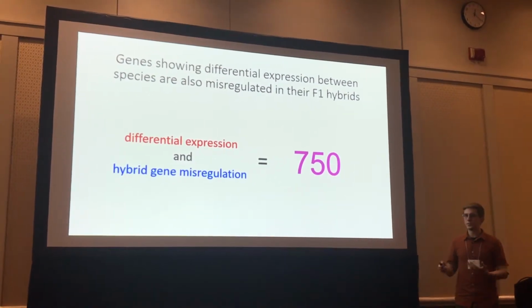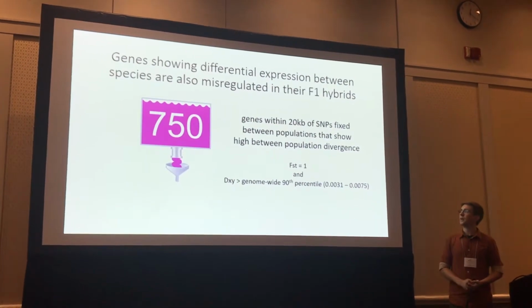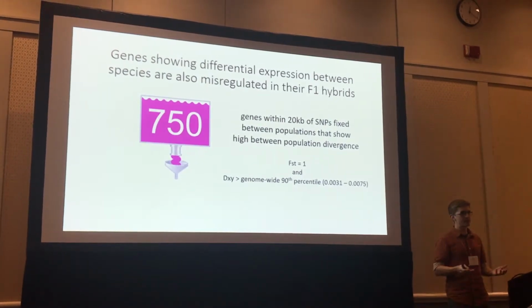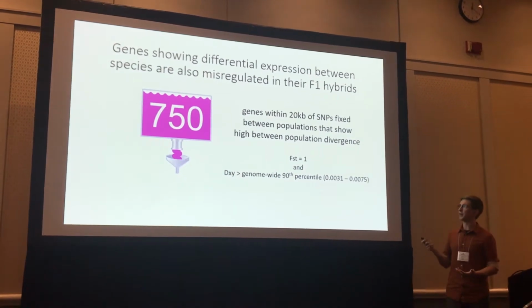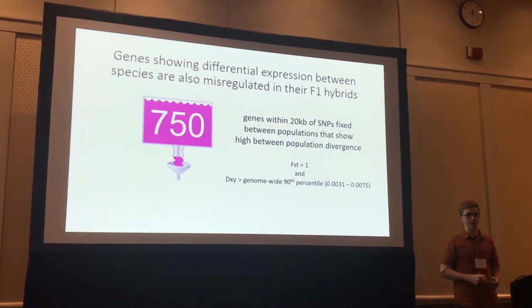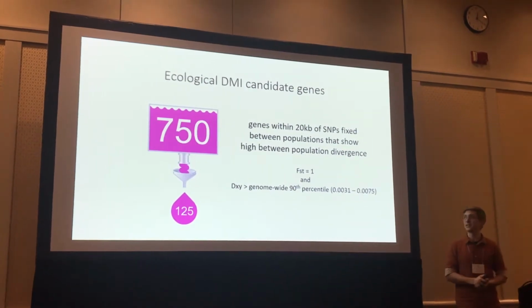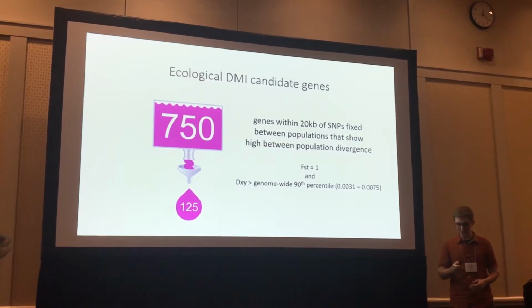And so my next question was, do any of these genes show signs of selection? And so as a first pass, I just asked, are these genes near variants that are fixed between populations? And also, do they show evidence of high between population divergence measured as DXY? And I found that, yes, there were 125 genes that matched these criteria, and I'm referring to them as ecological DMI candidate genes.